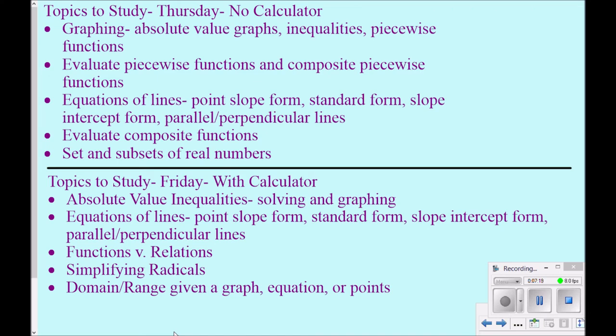Next, you do have a test coming up tomorrow and Friday. So I did present this list of what topics you should know, what you should study. So take a look at that list. Tomorrow's test is no calculator. So all of those things on that list you should be able to do without a calculator. And then you can see what is going to be on Friday's test. And on Friday you will be allowed to use a calculator.